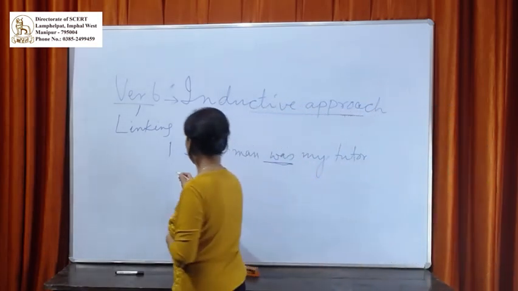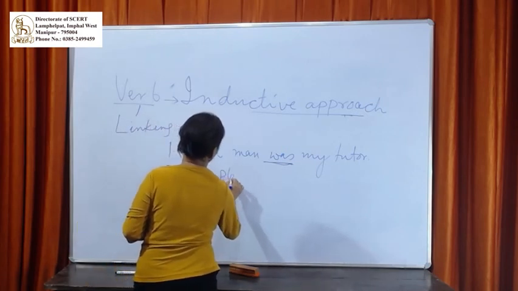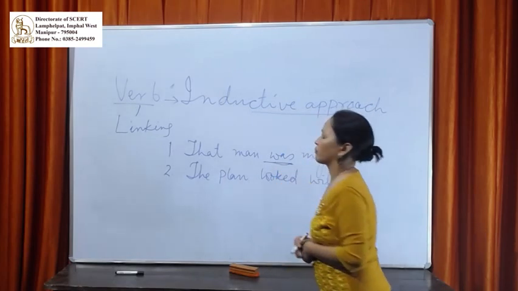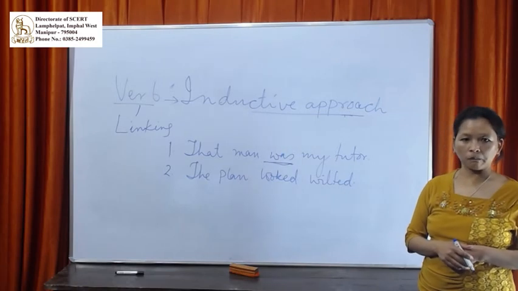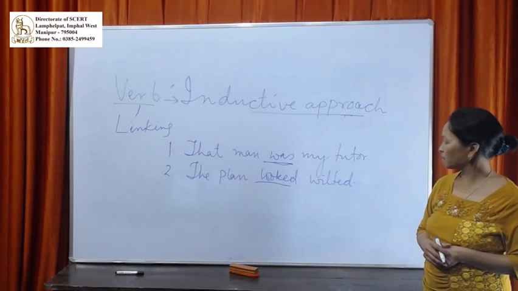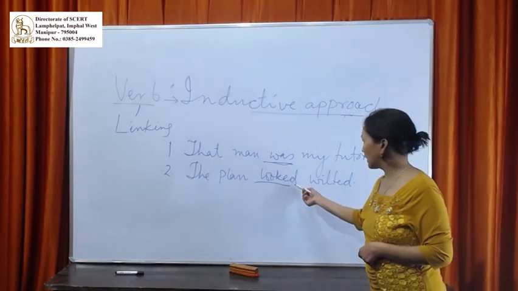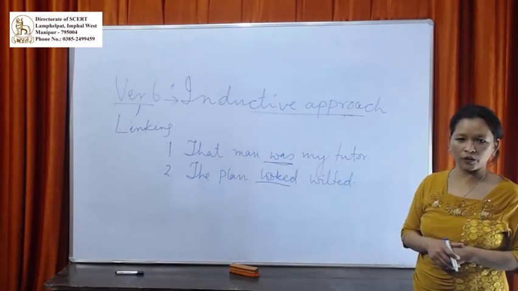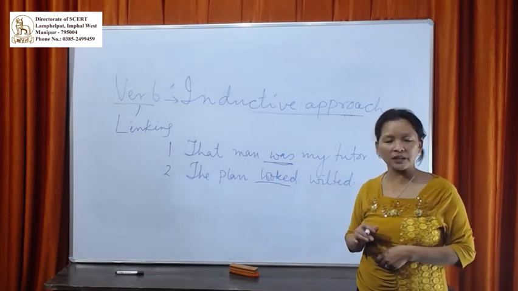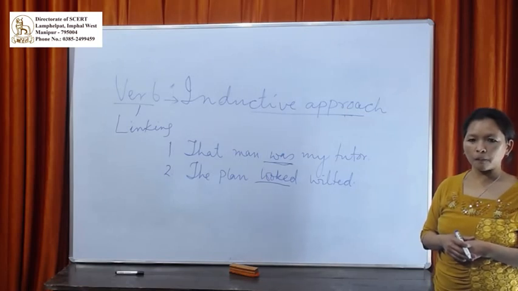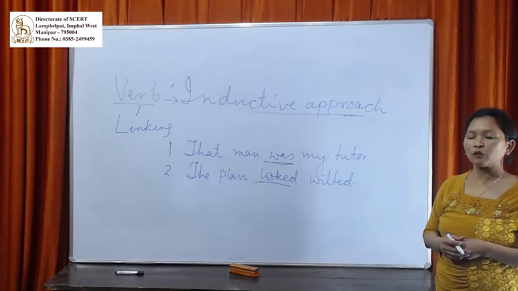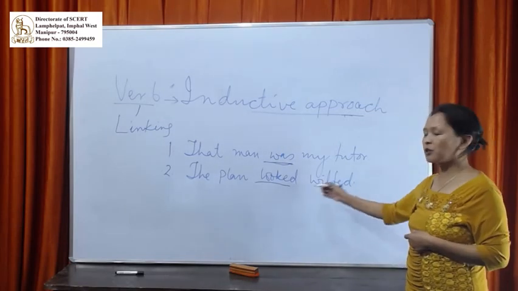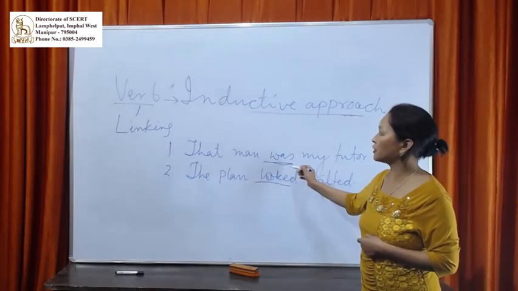I'll give you another sentence. The plant looked wilted. Looked is the linking verb here. It is linking the plant and what wilted is describing. What is the meaning of wilted here? If we say the plant looked wilted, how does the plant look? Wilted means that due to lack of water or because of heat, the plant is withering, it is bending and it is dying. It is in the process of dying when we say the plant looked wilted. So this kind of verb is a linking verb.